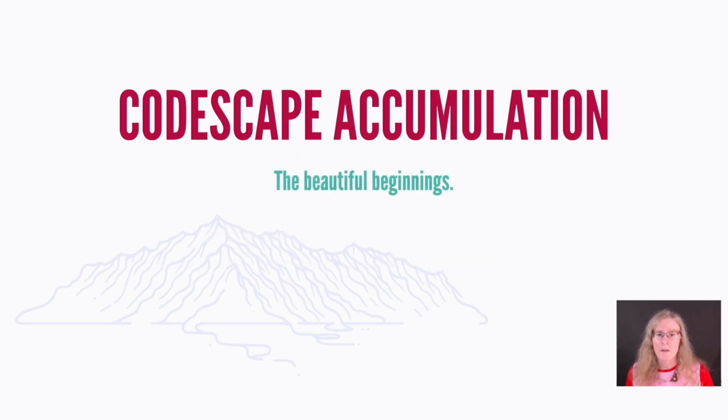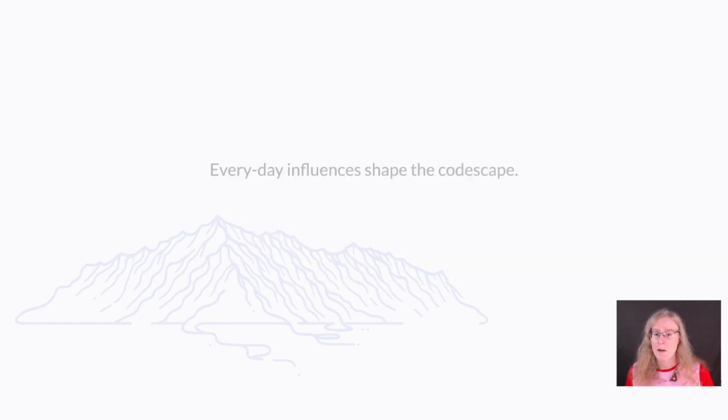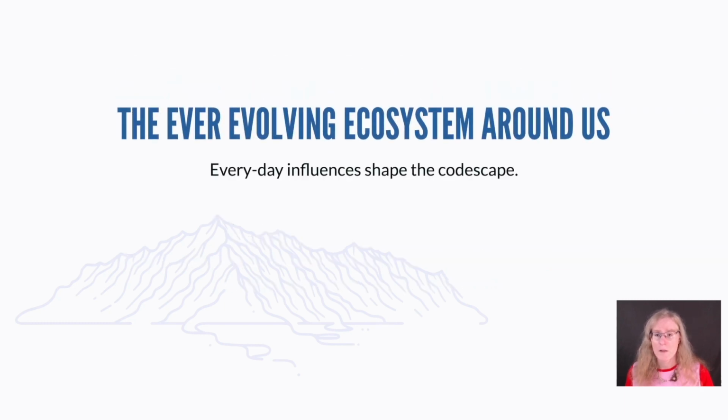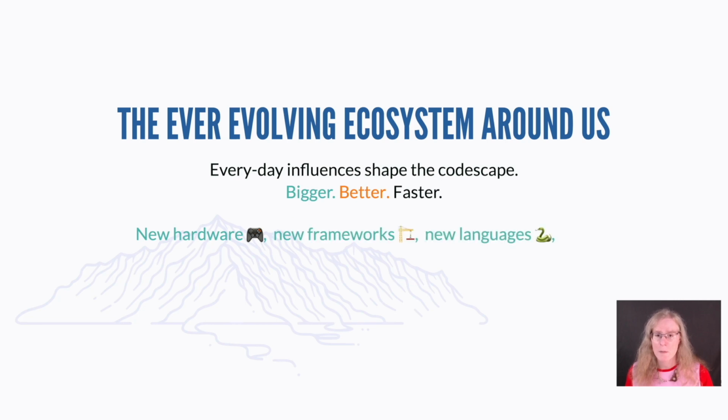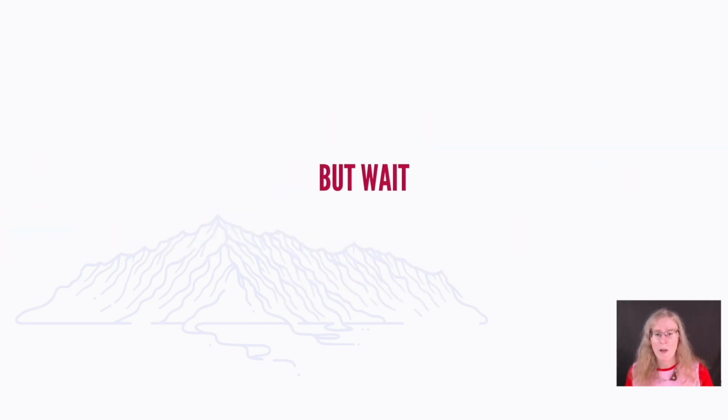As the codescape accumulates, we start with the beautiful things. The initial concept and the startup or project is formed. The prototype is built, and people start adopting it. Features are added, and capabilities are changed. New developers, more contributors, more ideas, and more capabilities. Plugins, microservices, and third-party APIs. The ever-evolving ecosystem around us is influencing the shape of the codescape. Bigger, better, and faster. New hardware, new frameworks, new languages, new tools. New everything. Everything's amazing. But wait.